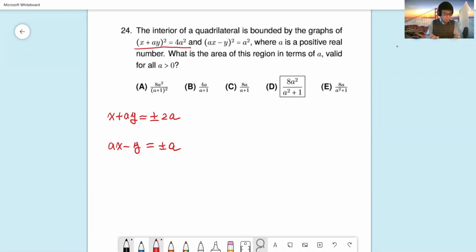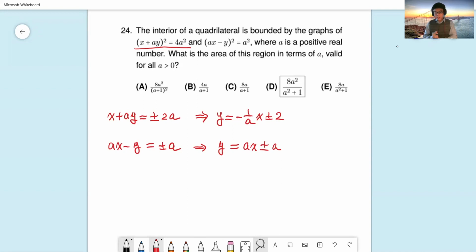Okay, so let's check the slope. For the first one, y equals minus 1 over a x plus or minus 2. From the second equation, we have y equals ax, say minus or plus a. Well, minus or plus a, right? We can still write the plus or minus a.